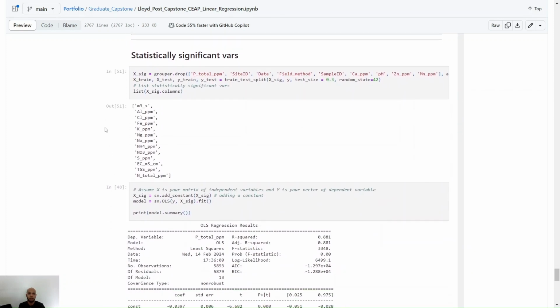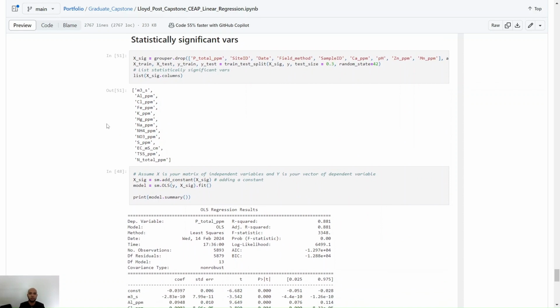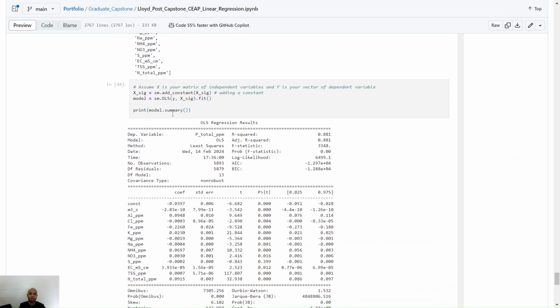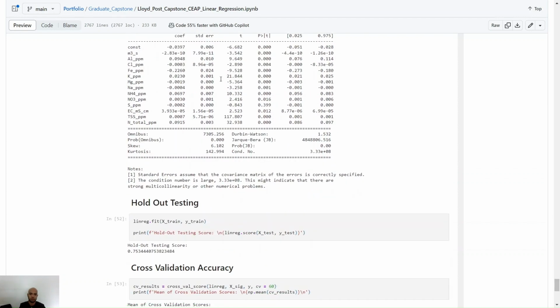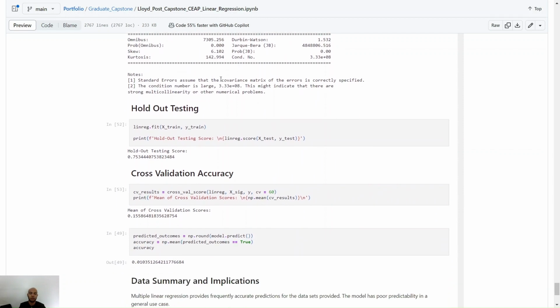I ran the model again with only the statistically significant variables from the first model. So that includes all my chemicals. I remember calcium, manganese, etc. Others, they had high p-values. Once kicking those out and running the constant again, you see my R squared on the entire linear model does go up to 0.88, so that's good for predictability. For my holdout testing accuracy, I'm getting 75%. That seemed to be pretty consistent, and that was one of my goals, to stay above 70%.